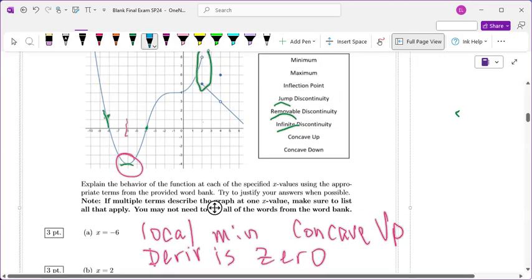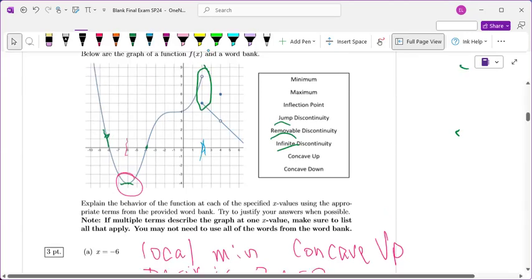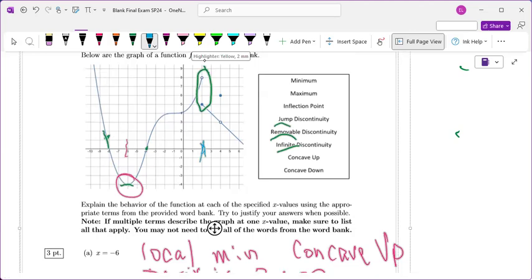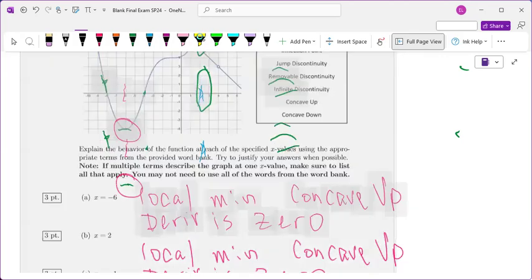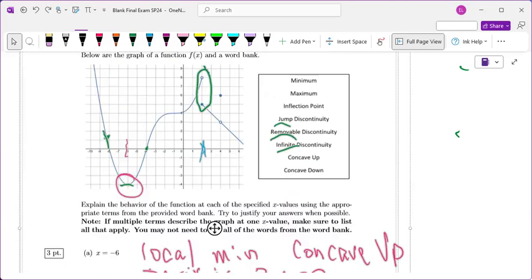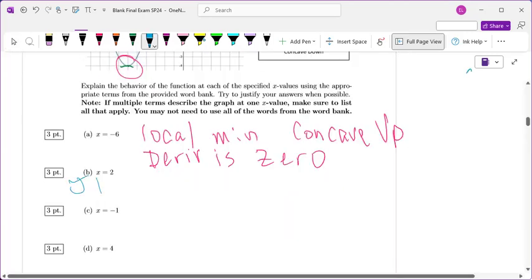All right, the next point was x equals 2. So at x equals 2, it is discontinuous. Those two sides do not meet. And it is a jump discontinuity because there's an actual difference between the limits from either direction. So, a jump discontinuity.